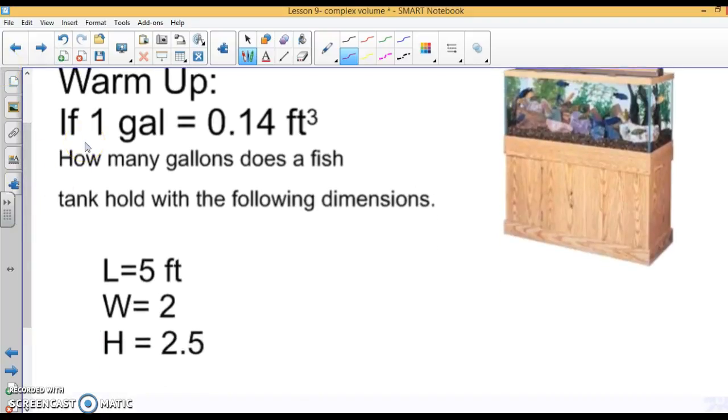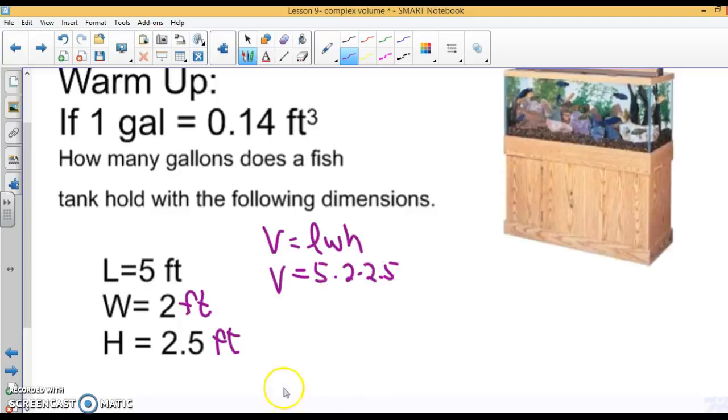All right, do this. Pause and do it. All right, if 1 gallon is 1/1400 of a cubic foot, how many gallons does a fish tank hold with the following dimensions? So these are all feet. So first thing I'm going to do, length times width times height. 5 times 2 times 2.5 is 25 cubic feet.